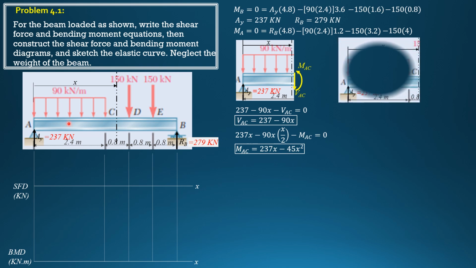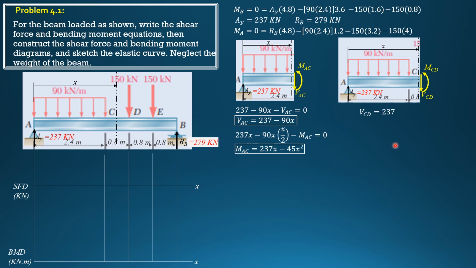So we draw the free body diagram of this part, which is now shown here. Remember the shortcut for shear in CD and moment in CD. For shear in CD, upward minus downward. That's a shortcut, remember? Therefore, shear in CD is 237 minus 90 times 2.4 this time, because 90 times 2.4 is within this section here. So the entire distance 2.4 must be accounted for.